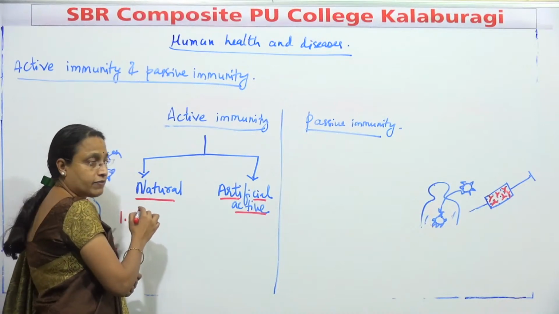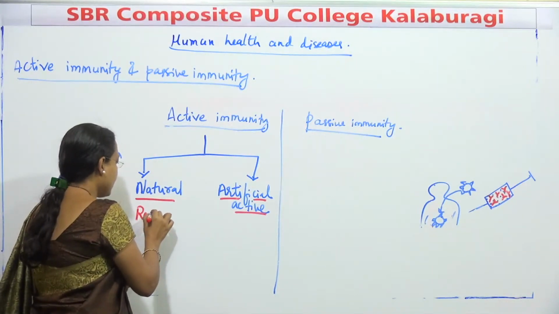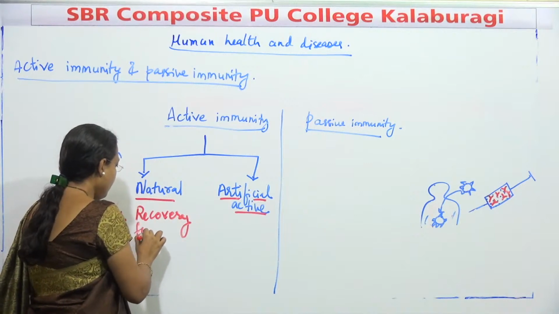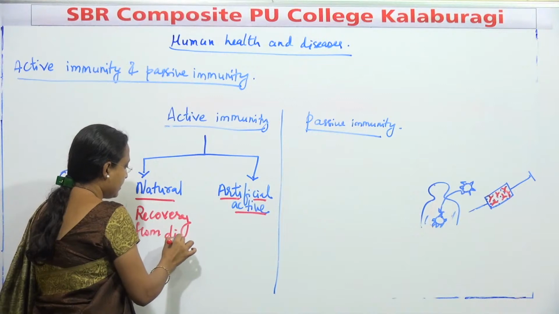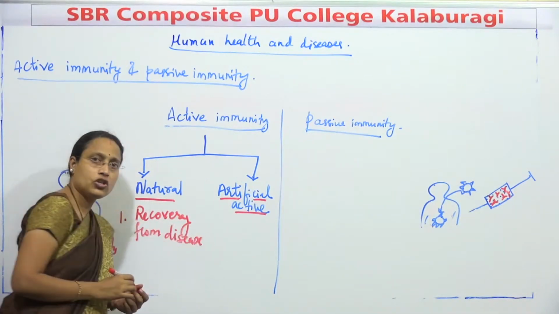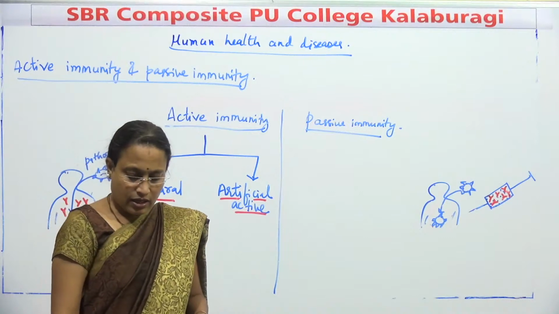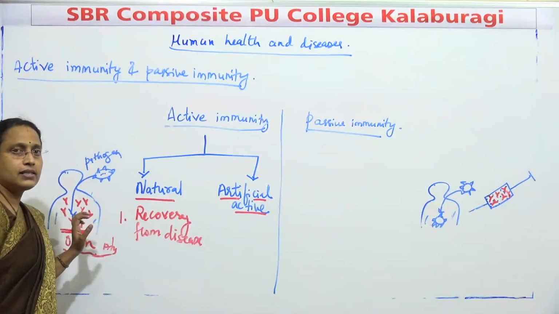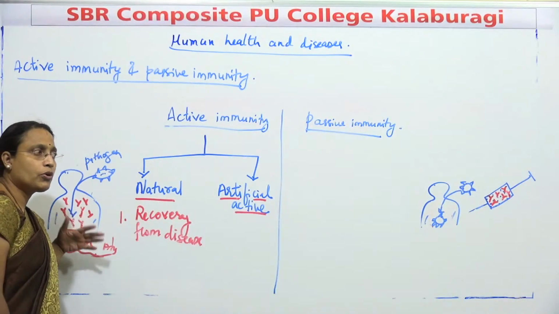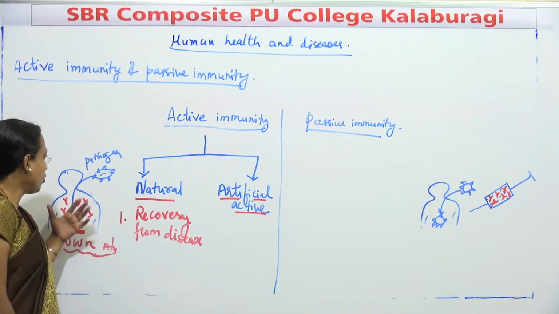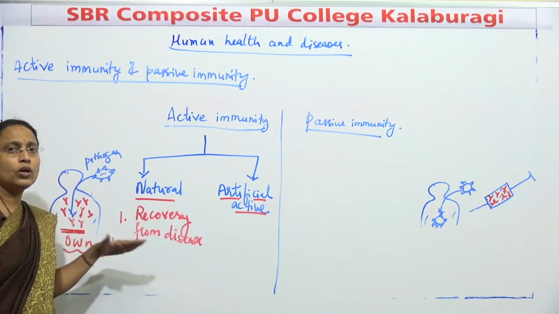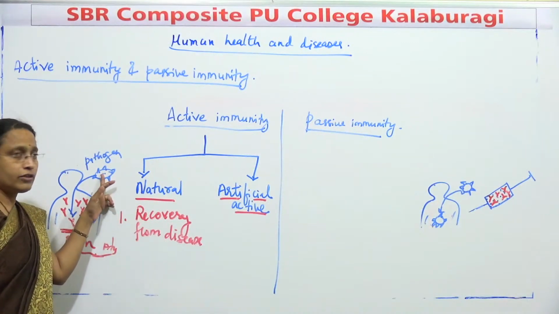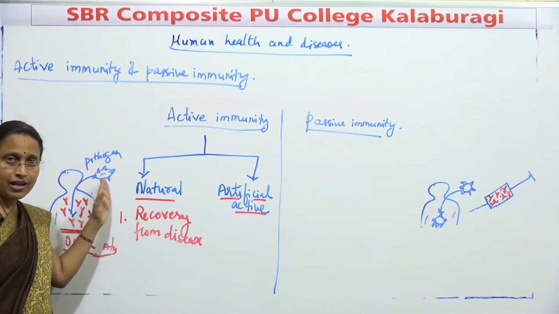So what is natural active immunity? Recovery from a disease naturally. For example, a pathogen enters the body of an individual. He will get the disease, but his body also produces antibodies. Those antibodies will neutralize the pathogen and he will slowly recover from the disease. So now you tell me whether the pathogen exposure is natural or artificial. It is natural.